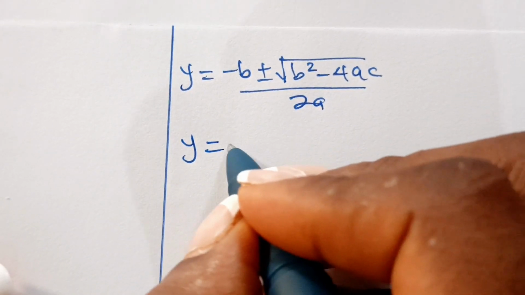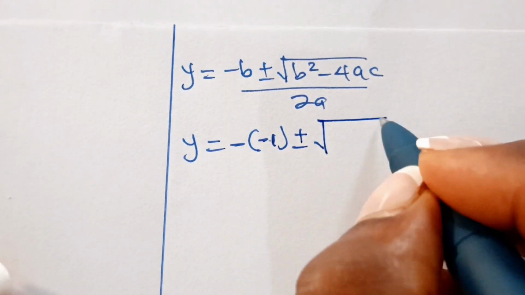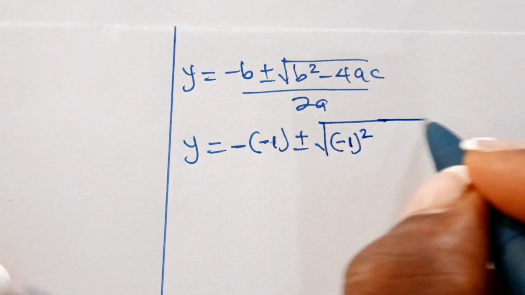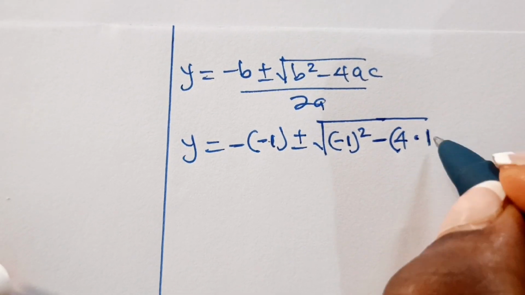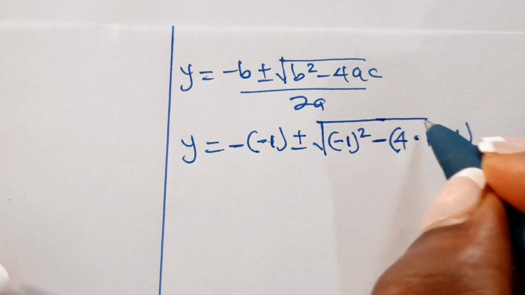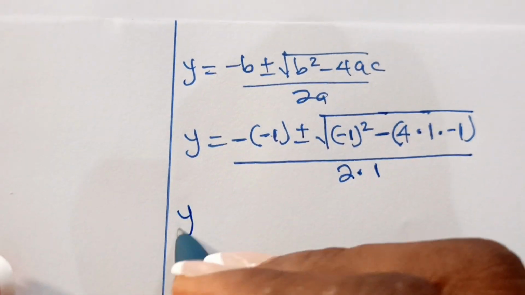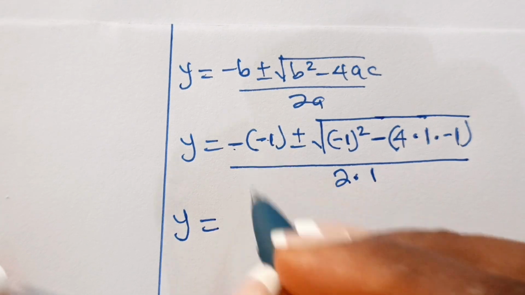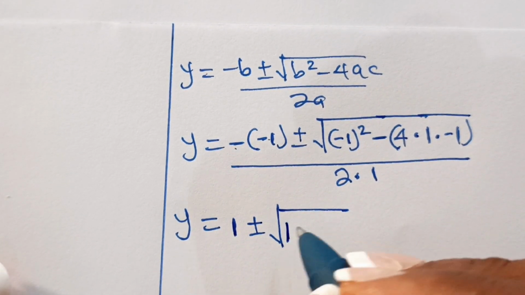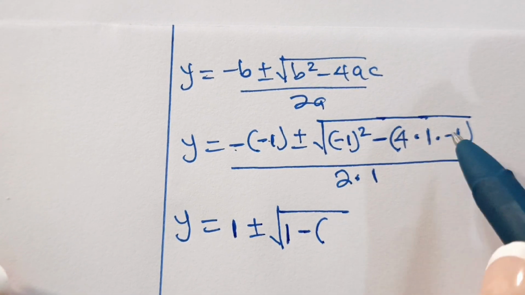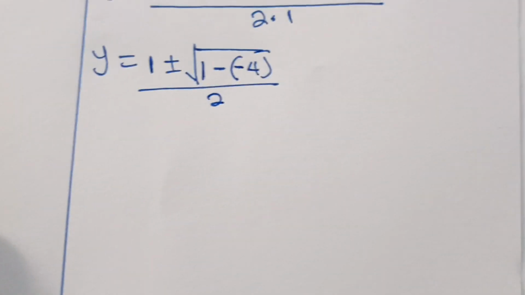So our y is equal to minus, remember that our b is minus 1, plus or minus the square root of (minus 1) squared minus 4ac, 4 multiplied by our a, which is 1, while our c is minus 1. Okay, everything divided by 2a, that is 2 multiplied by 1. So we have y is equal to, minus times minus is plus, so we are going to have 1 plus or minus the square root of (minus 1) squared, which is 1, minus 4 times 1 times minus 1, which will give us minus 4, divided by 2 times 1, which is 2.